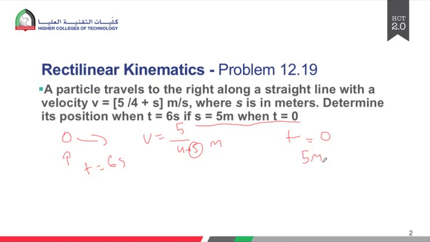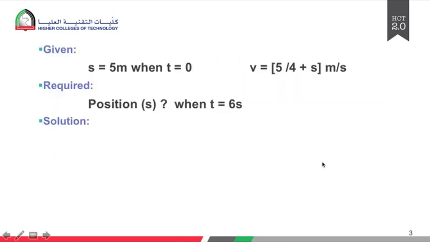And it is given in the problem that when the particle was at 0 seconds, it has a position of 5 meters. So to sum up the givens of the question, it is given that s is equal to 5 meters when t is equal to 0, and v is equal to 5 over 4 plus s. And we are required to get the position.